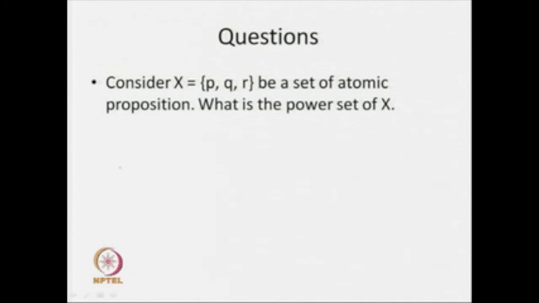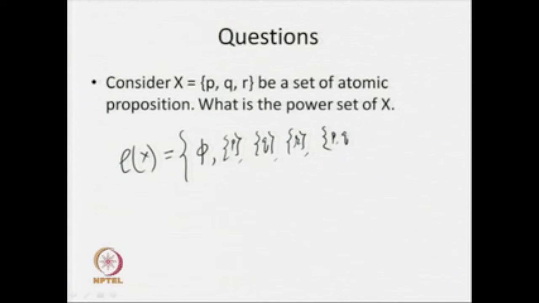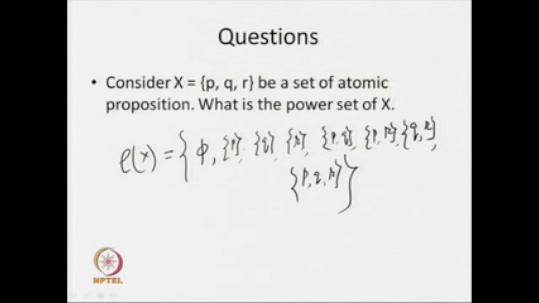Now, if X is p, q, r, then how many elements will the power set of X have? I think you know very well that we have 8 elements. One is the null set, then only p, only q, only r, or maybe p q, p r, or q r, and the complete set p q r. So, this is the power set of X: 1, 2, 3, 4, 5, 6, 7, 8. These are all the possible combinations, and we say that this is the power set of X.